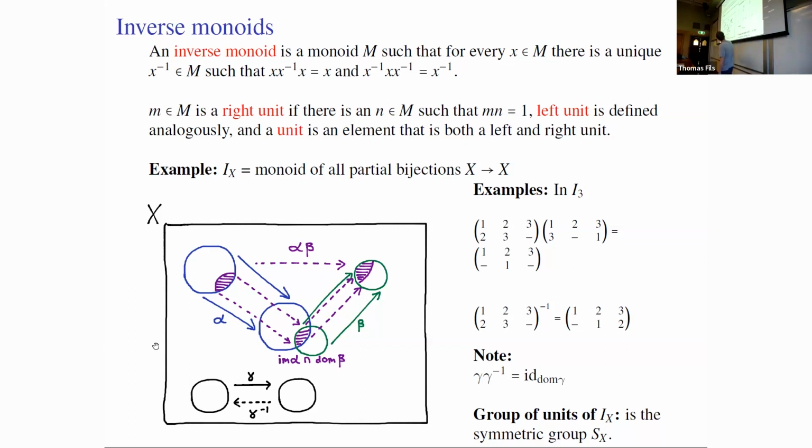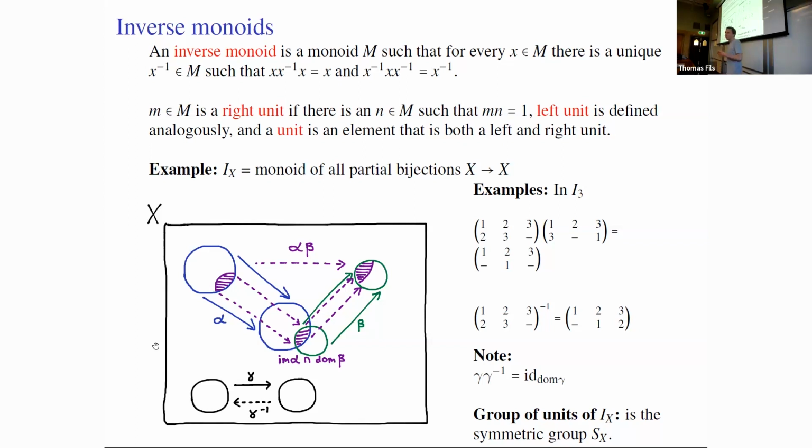And you can compose these partial bijections. You just have to be careful about what it means to compose. When you compose this and this, you only compose where things make sense. So 3 goes to undefined, so that's over. 1 goes to 2, 2 goes to undefined, so 1 goes to undefined. 2 goes to 3, 3 goes to 1, so 2 goes to 1. There's a way of composing these things naturally.